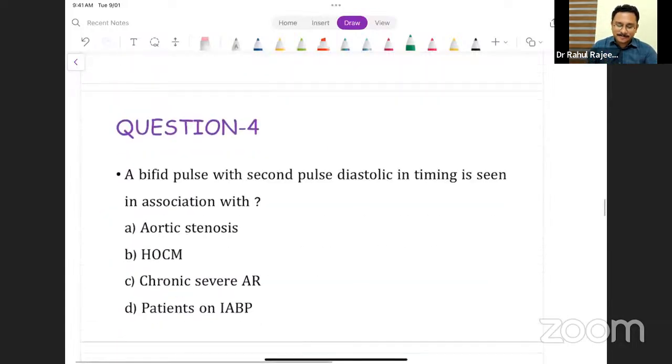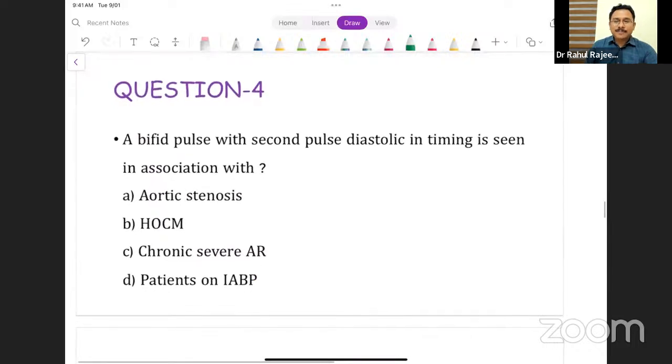Question number 4. A bifid pulse with the second pulse diastolic in timing is seen in association with. So what are the 2 important types of bifid pulse that you know about? One is pulsus bisferiens, and the second bifid pulse is the dicrotic pulse. So here they've asked about a type of bifid pulse where the second pulse is diastolic in timing. So they are referring to the dicrotic pulse and not the bisferiens pulse.